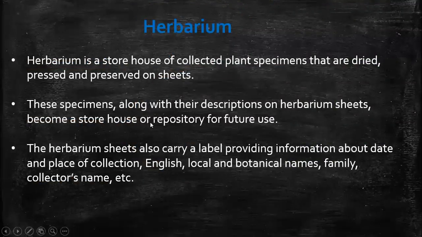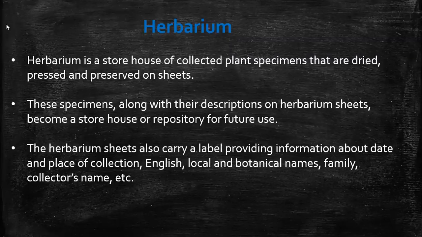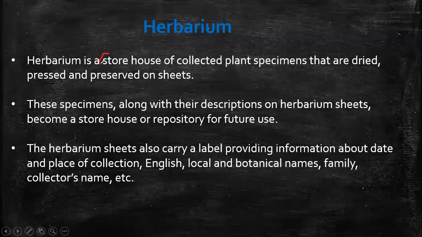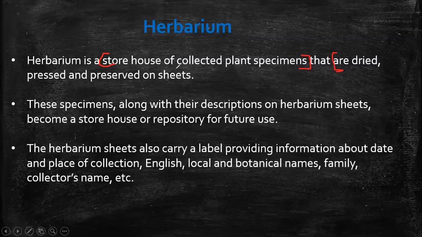So what is a herbarium? Herbarium is a storehouse of collected plant specimens. So very basic first point of this definition. Storehouse of collected plant specimens that are dried, pressed and preserved on sheets. For example, if this is a herbarium sheet, the plant specimens will be mounted on it. For example, this is a plant.